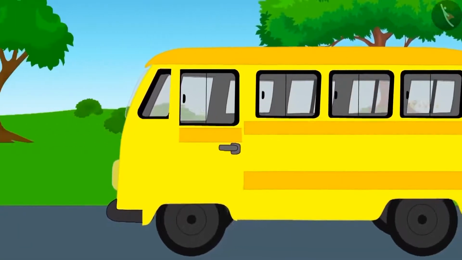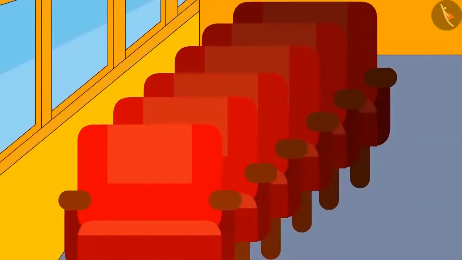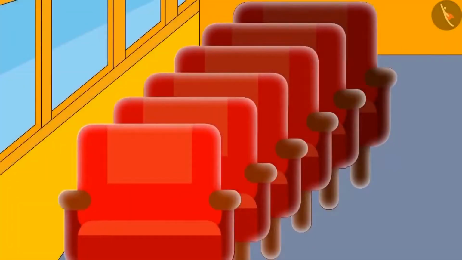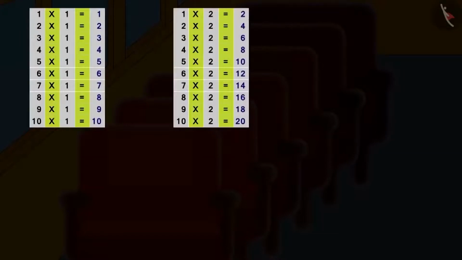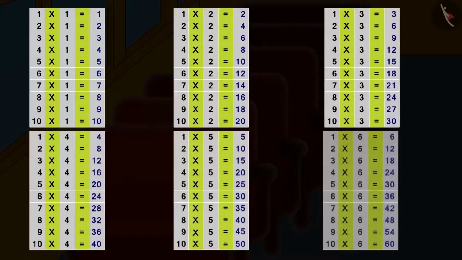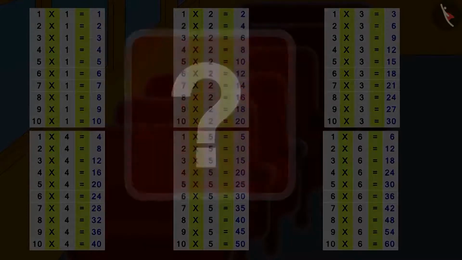The first bus operators sent a bus in which only one person can sit in a row, and there are 6 such rows. Can people sit in a bus like this? To find the answer to this question, we will need to find the factors of 6. Do you want to learn an easy method to find factors? It is very simple. We need to identify the number tables in which the number 6 appears.